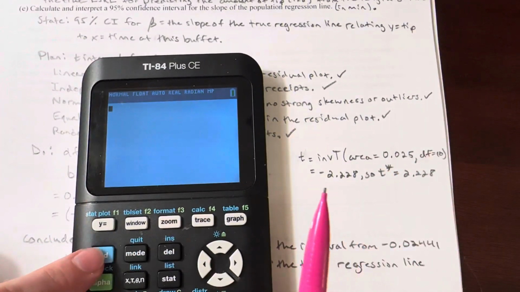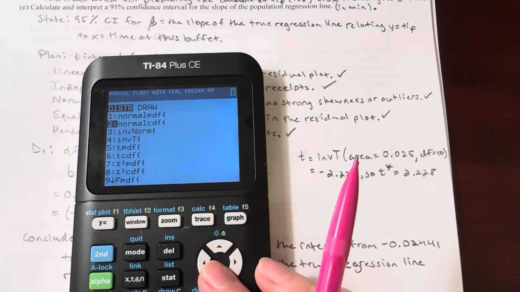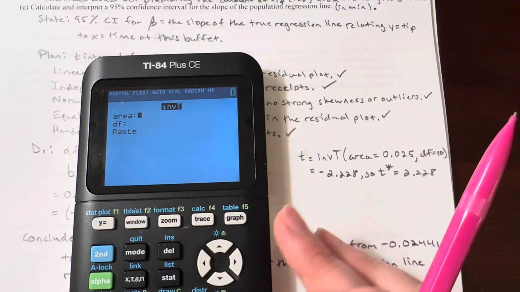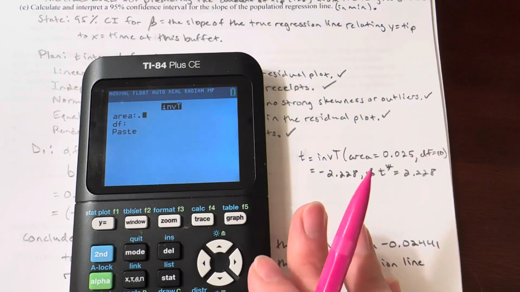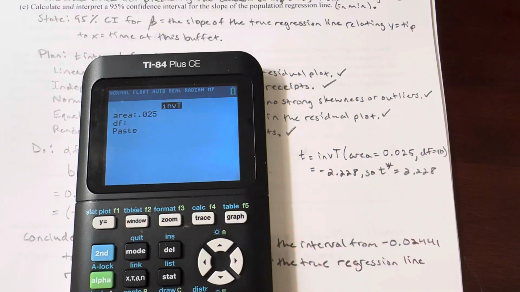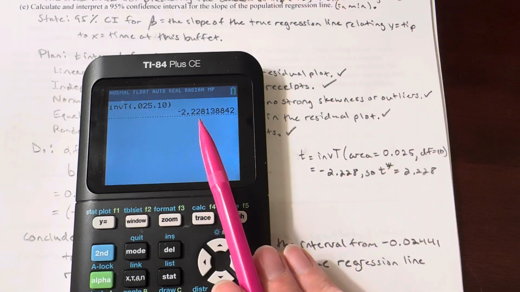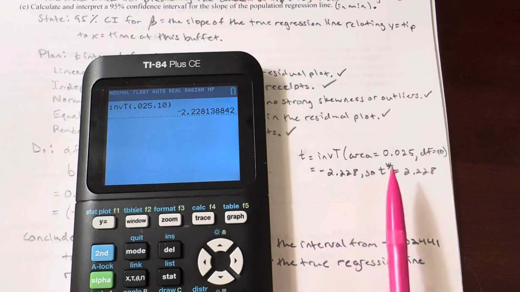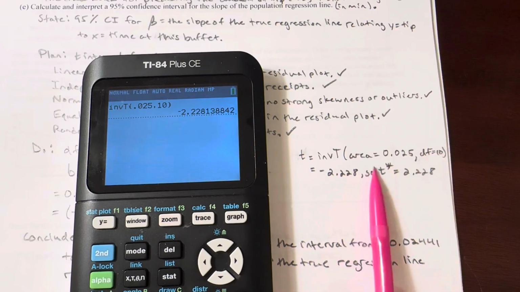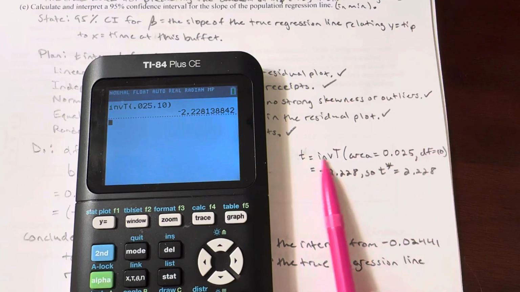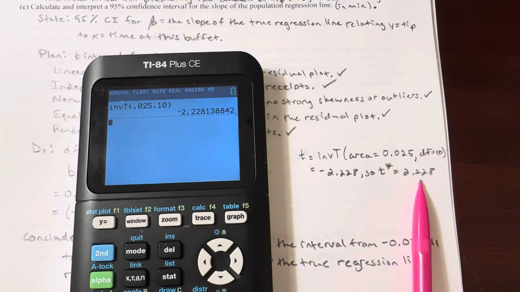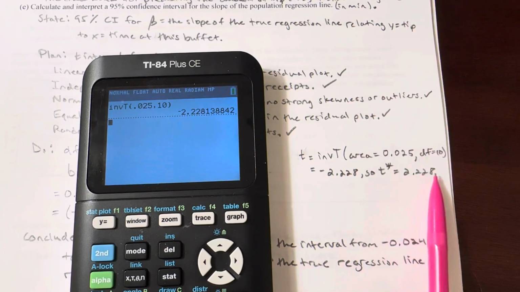So over here, I'm going to hit second vars to get to distribution. I'm going to go down to inverse t. My area is going to be 0.025. My degrees of freedom 10. Paste this in. And I get negative 2.228 approximately. Now, my t star is always going to be positive. I'm basically looking at the absolute value of this. So although my t is negative, my t star is going to be written as the positive 2.228.